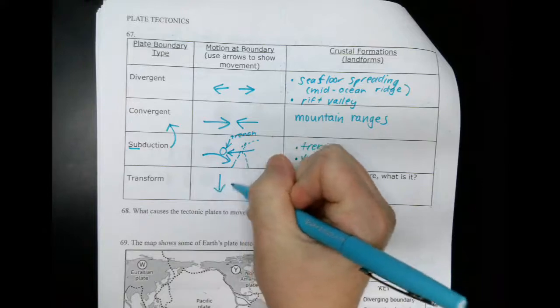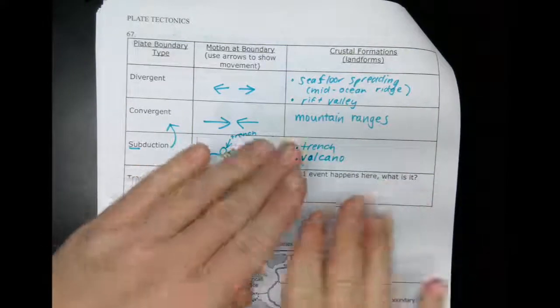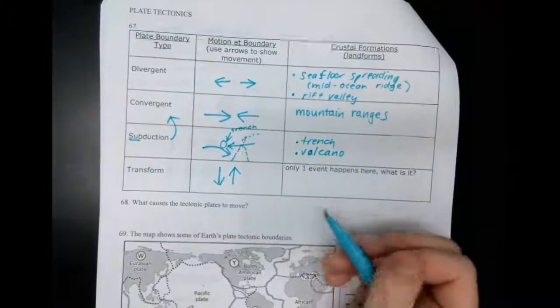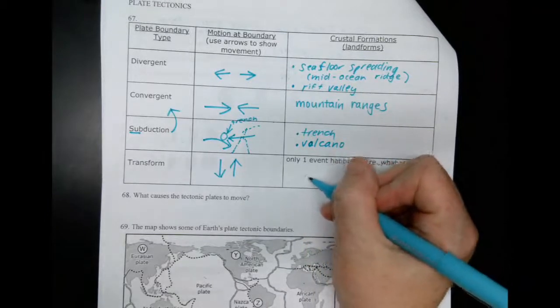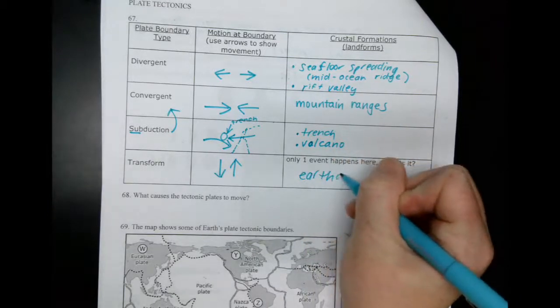Transforms, kind of boring. They don't make any landforms. They slide past each other. Sometimes friction can build up, and then you get an unbalanced force that causes an earthquake.